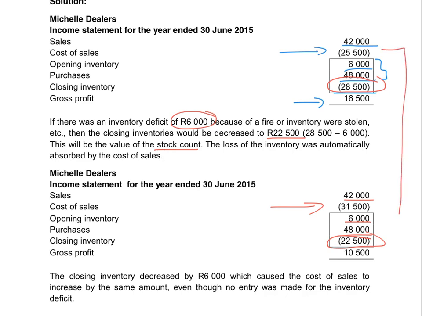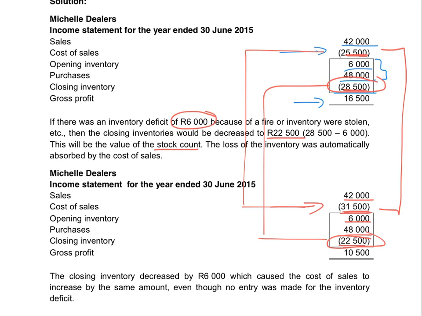So if you compare these two figures with each other, you can see that because the closing inventory decreased from 28,500 to 22,500, my cost of sales automatically changed from 25,500 to 31,500. So that means if I look at these figures, I can see that I have an automatic increase in my cost of sales from the 25,500 to the 31,500 because my closing inventory decreased from 28,500 to 22,500.